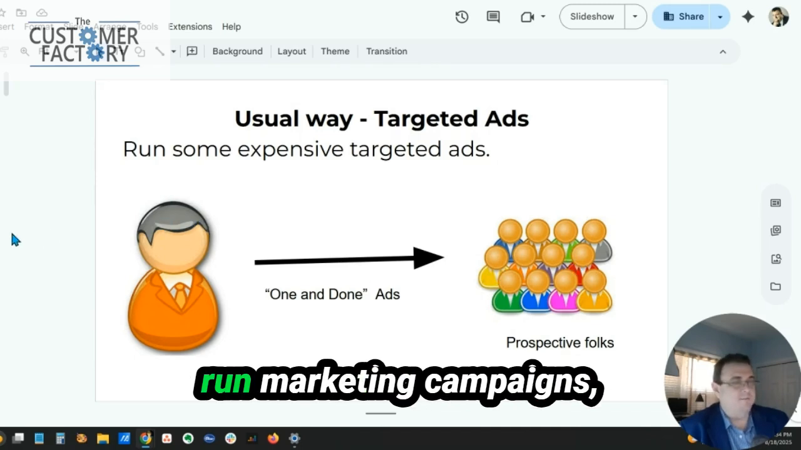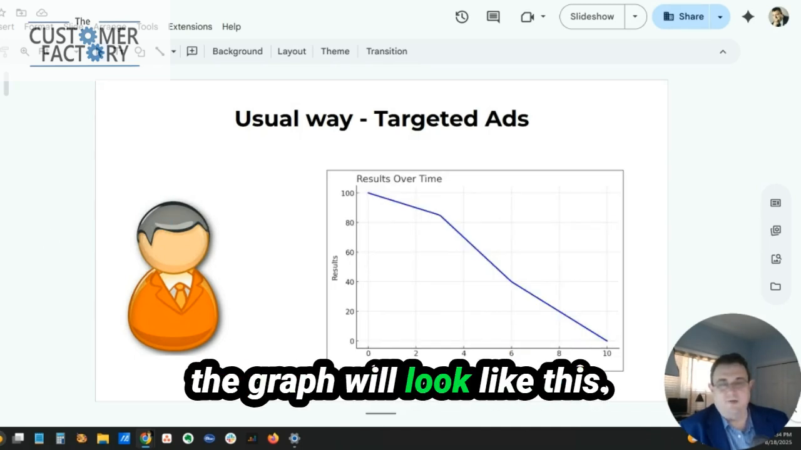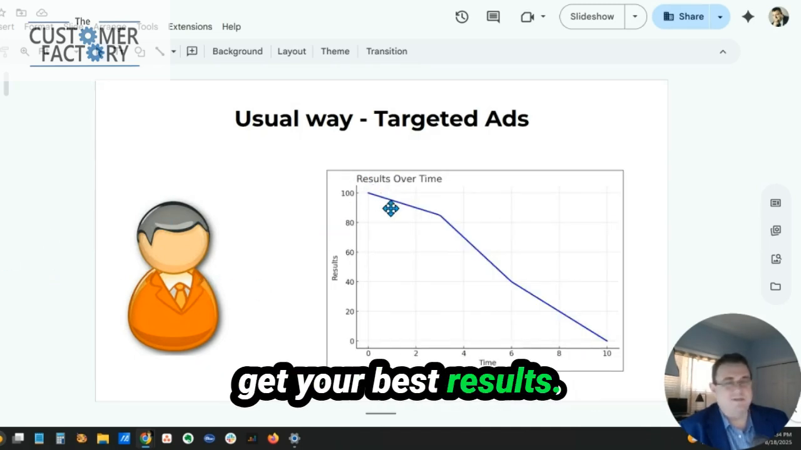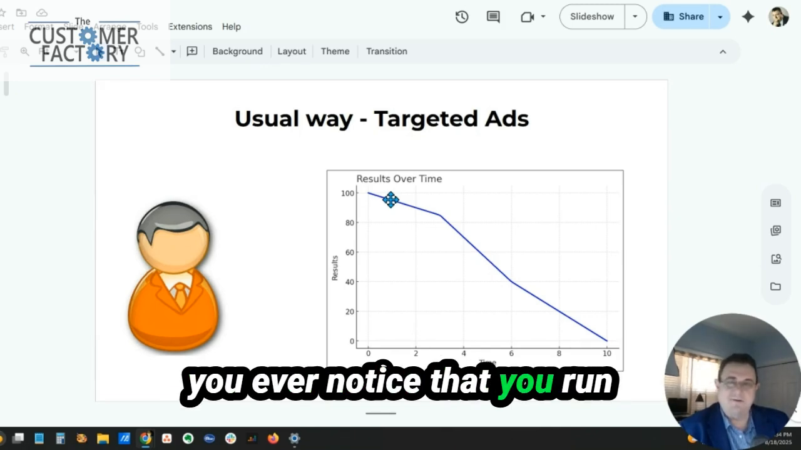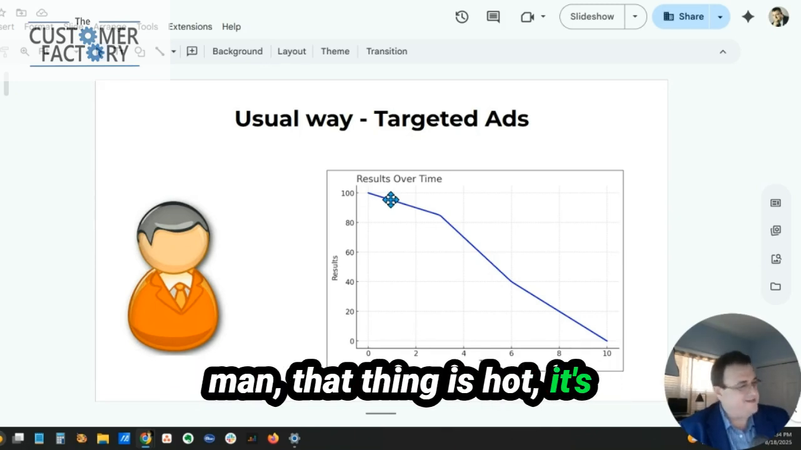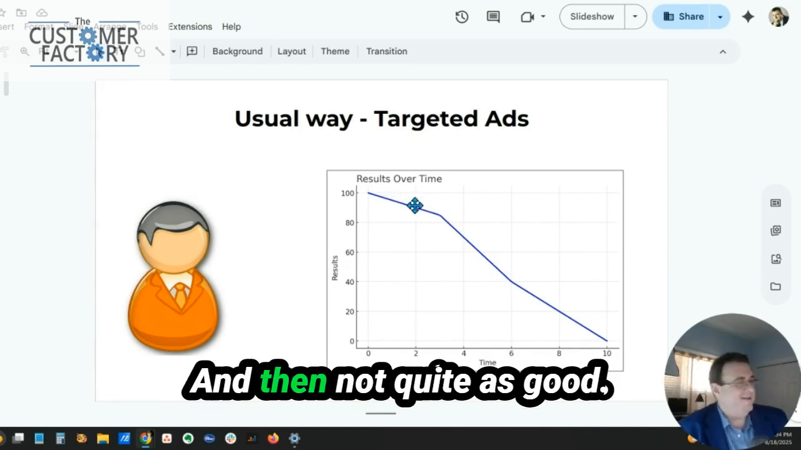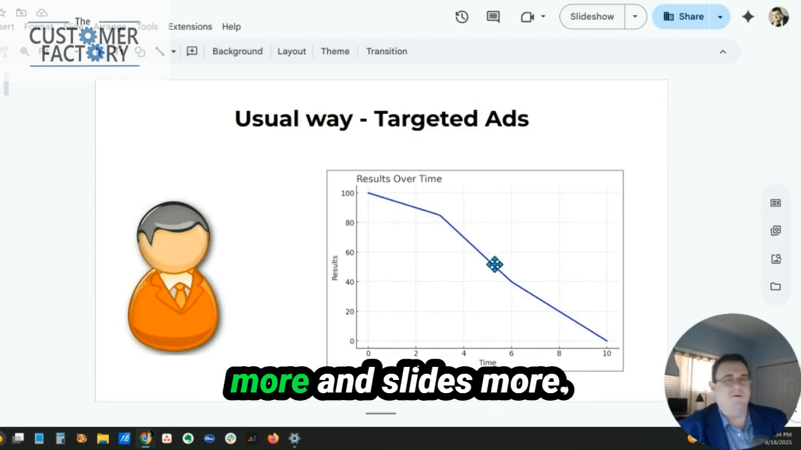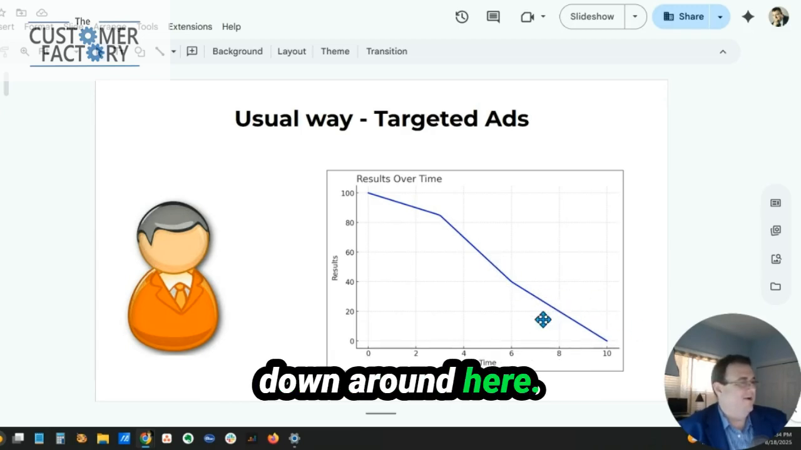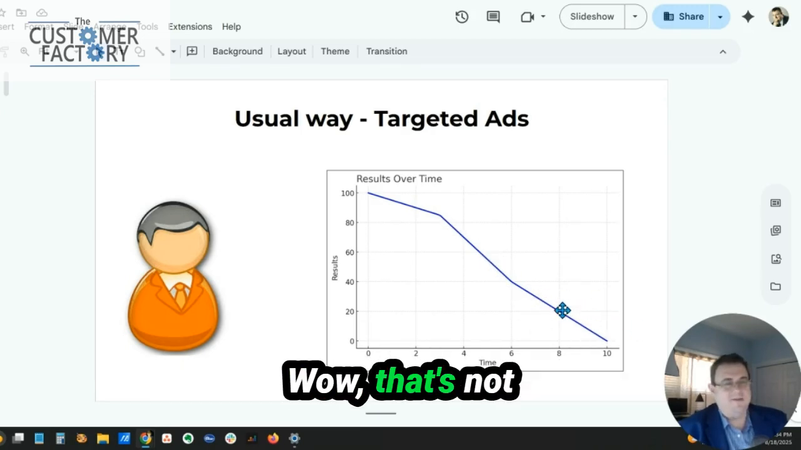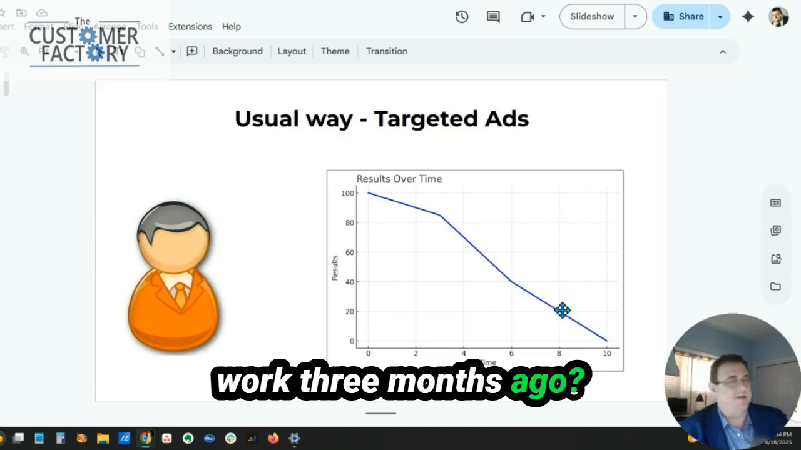And that's why if you ever run marketing campaigns, the graph will look like this. If you keep track, you'll get your best results usually in the very beginning. You ever notice that? You run a marketing campaign, it's like, man, that thing is hot. It's awesome. I'm going to be rich. And then not quite as good. And then it slides a little more and slides more. And somewhere down around here, it's not worth it doing anymore. Wow, that's not paying off anymore. How come that used to work 3 months ago? How come that was awesome?